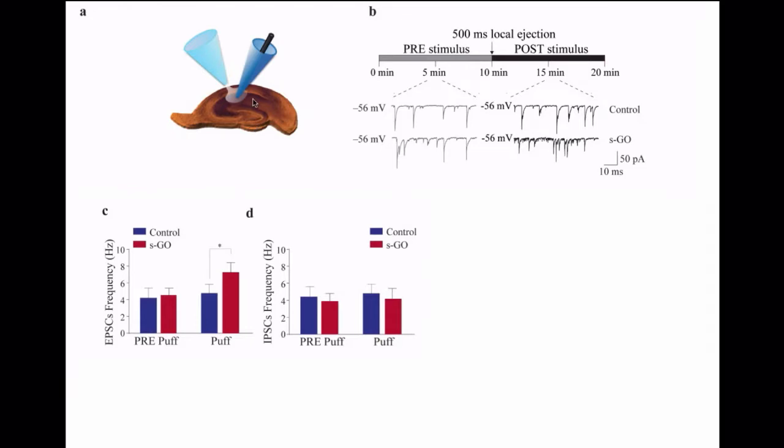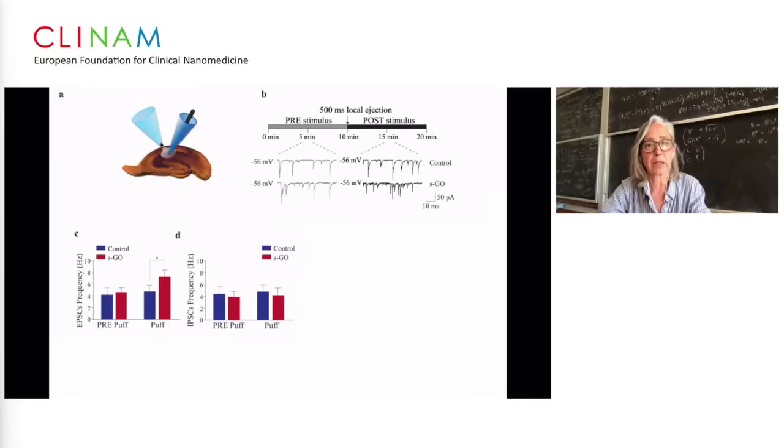And the experimental setting is exactly the same as before. We patch clamp a single neuron, as shown in here, and we localize in proximity of the patch clamped neuron a pipette containing either saline solution or saline with SGO. And then we pressure eject for, again, 500 milliseconds. The recording shown in here is a spontaneous synaptic activity. These are the excitatory postsynaptic currents. And again, the ability of SGO to transiently increase the frequency is shown also here, while the inhibitory postsynaptic currents shown in here were not affected.